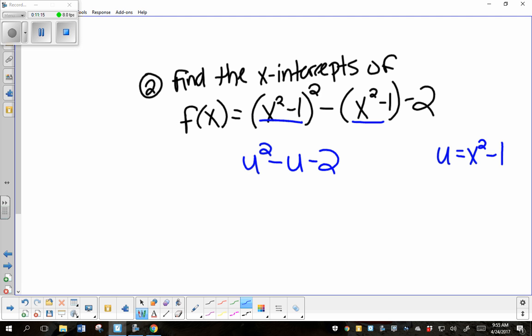So now if it says find the x-intercepts, what does that mean it wants us to do? What should we set it equal to? 0. We want the function to equal 0. We want like the y value to equal 0.